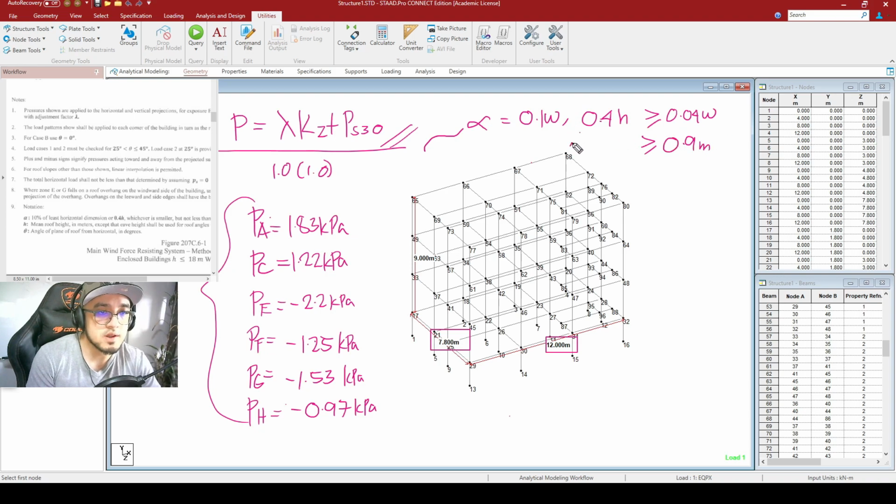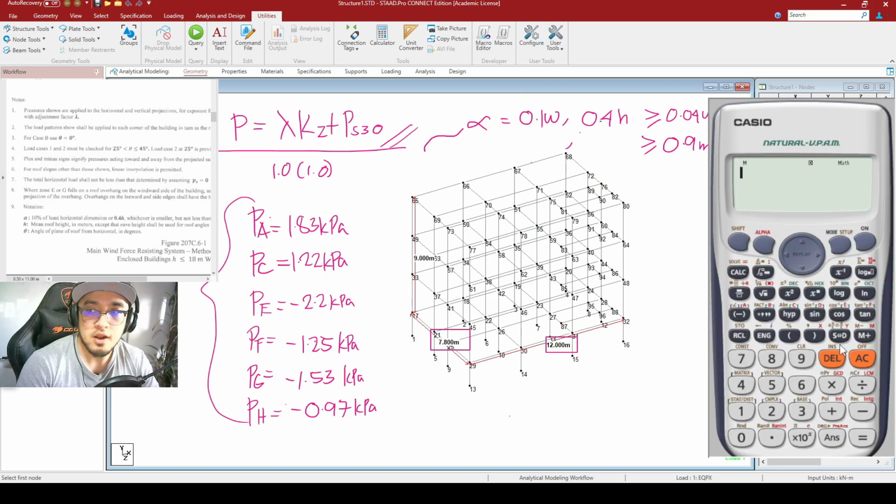So solving for these two right here, 0.1 times 7.8. Okay, so from our calculator, 10% of the least horizontal dimension, or 7.8, that is to be 0.78. So this is now to be equal to 0.78.